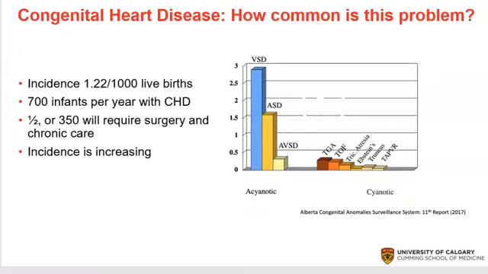You might be wondering to yourself, just how common is this problem? Does a general physician really need to know about congenital heart disease? Well, the incidence of congenital heart disease is 1.22 per 1,000 live births. This works out to about 700 infants per year in Alberta alone. Half of these patients will require surgery and chronic care. Interestingly, the incidence of this is increasing. The vast majority of these patients survive into adulthood, so even those physicians who only see adults will likely encounter someone with congenital heart disease at some point in your career.